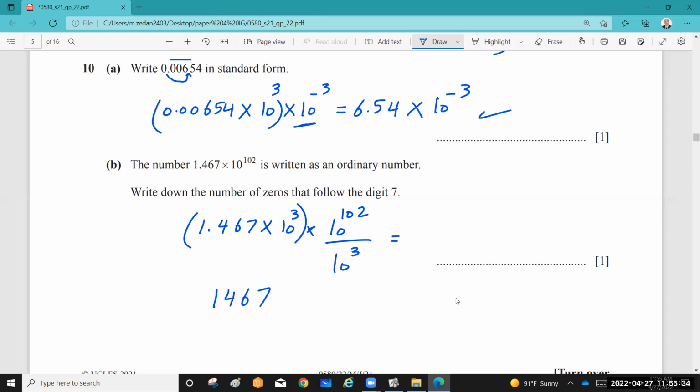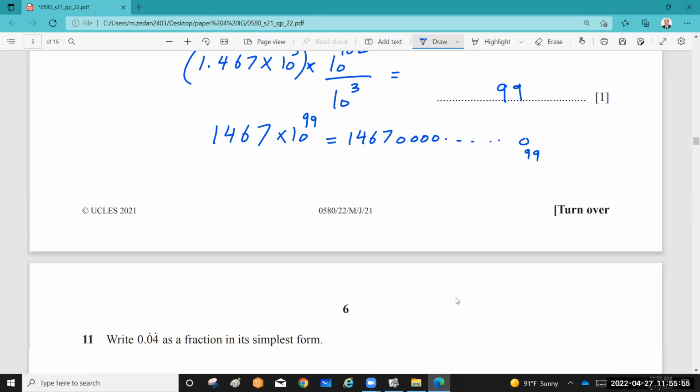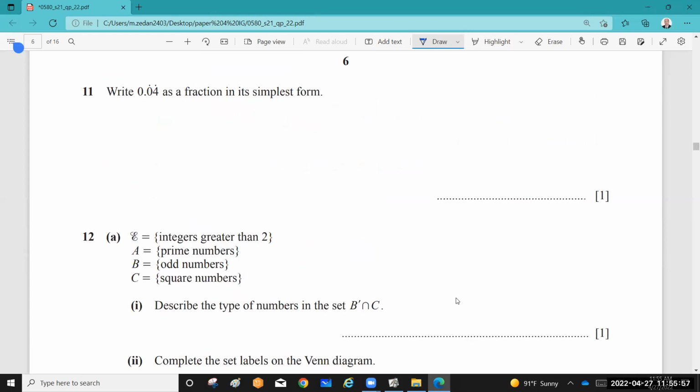So this value now is 1.467 as a whole number, and you have 10 to the power of what? 102 minus 3 is 99. So this number is really 1.467 followed by zeros until the power 99. So you actually have 99 zeros. Write down 0.04 with the 04 recurring as a fraction in simplest form.